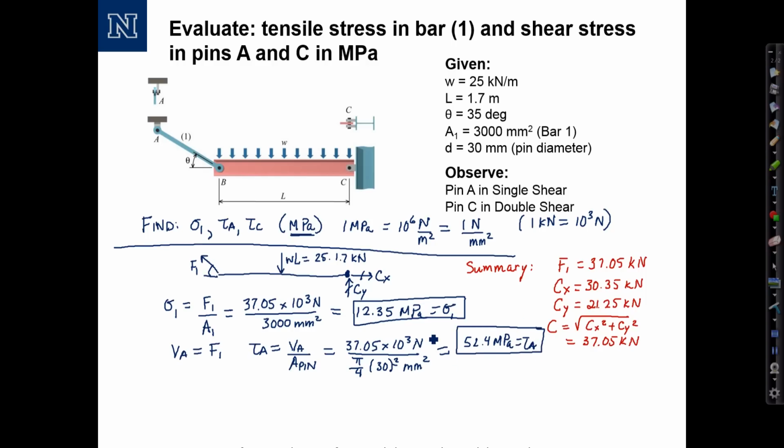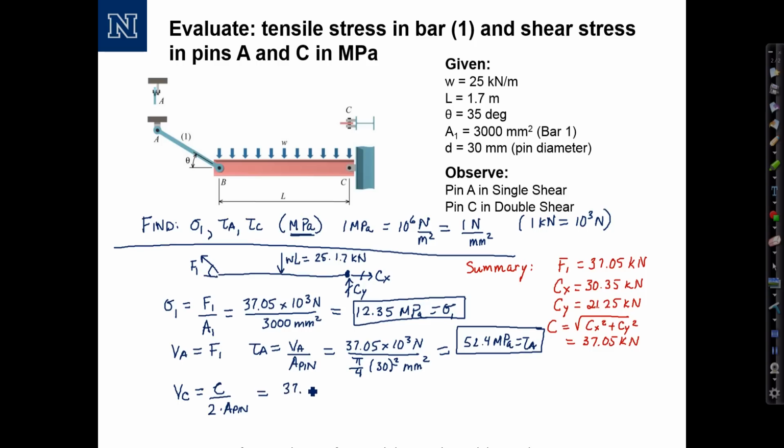Okay, finally the shear in pin C. We said since it's in double shear, it is going to be equal to the force passing through reaction C, which I called C, divided by 2 times the area of the pin, because the shear is passed through 2 different locations. Notice that this is exactly equal to half of the answer we had before.